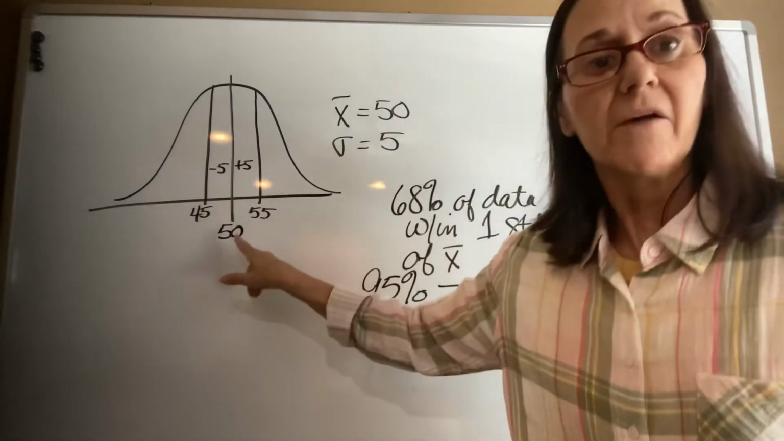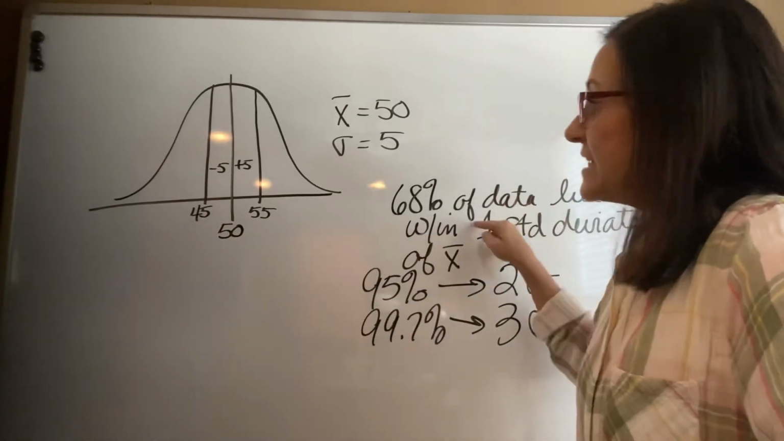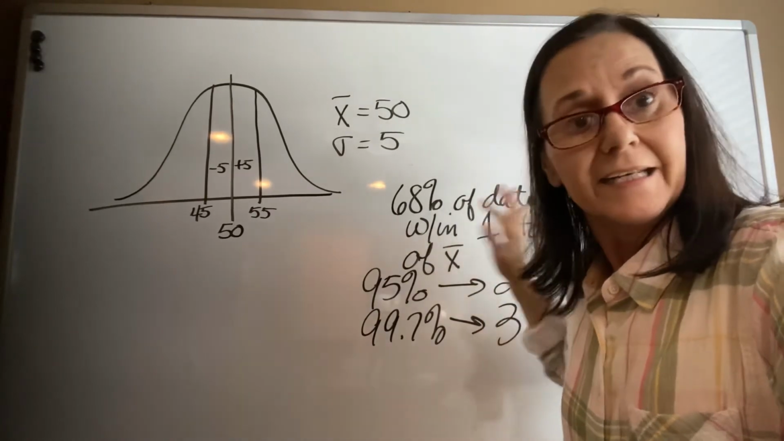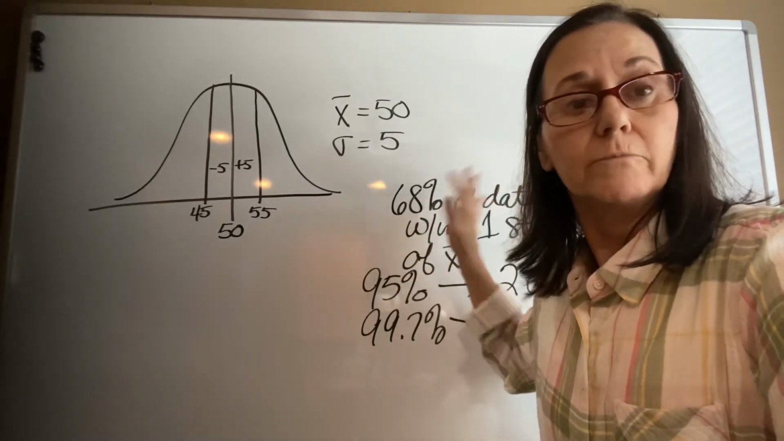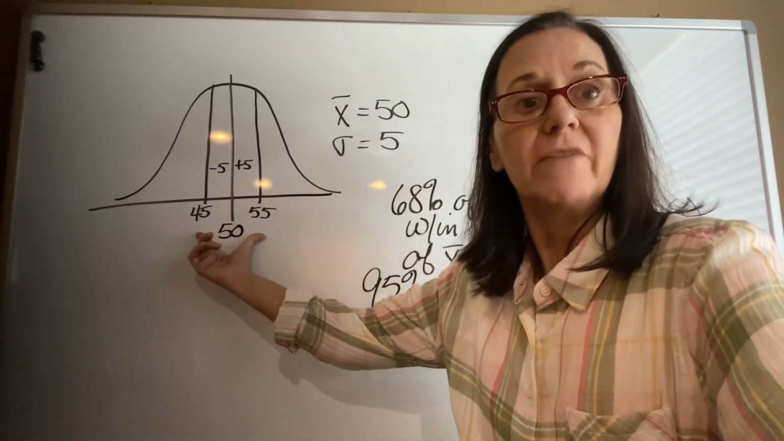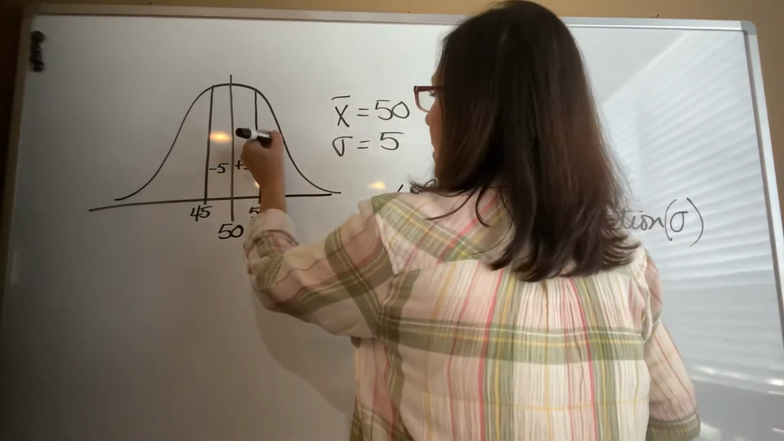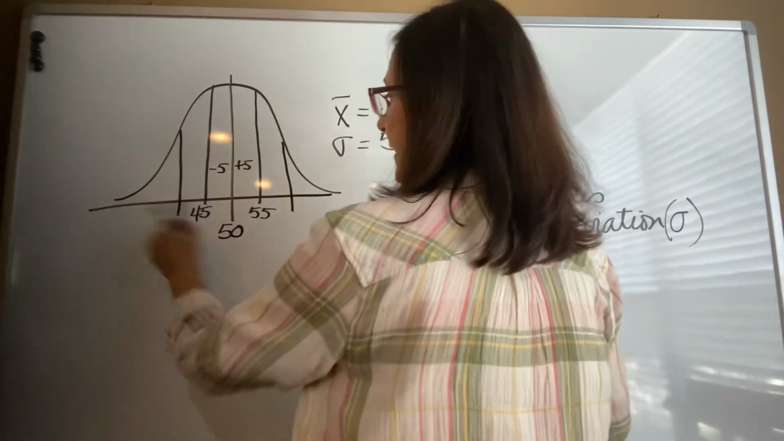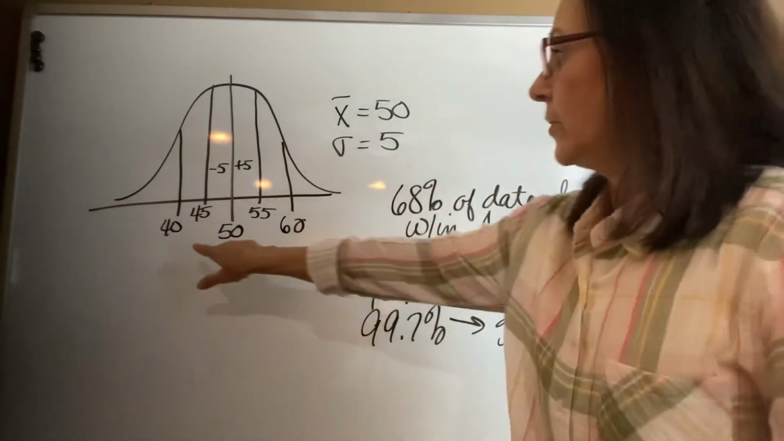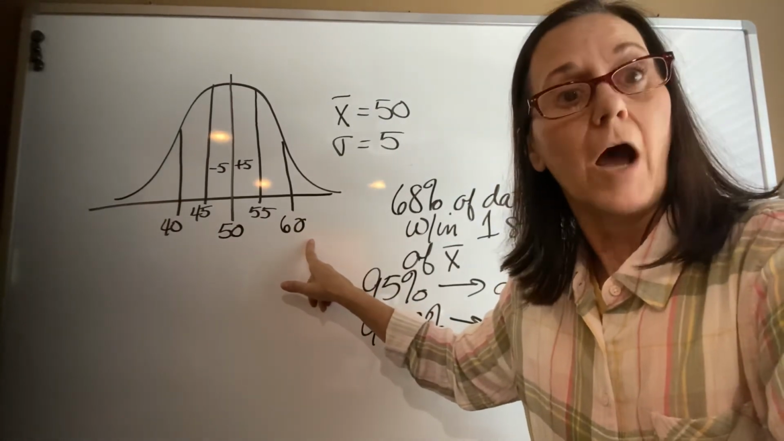So what that would tell me is, if this is a normal distribution, then 68% of the values in whatever I'm looking at and researching lie between 45 and 55. If I go one more standard deviation, I'm again subtracting 5, adding 5. So this is 40 to 60, two standard deviations from the mean.